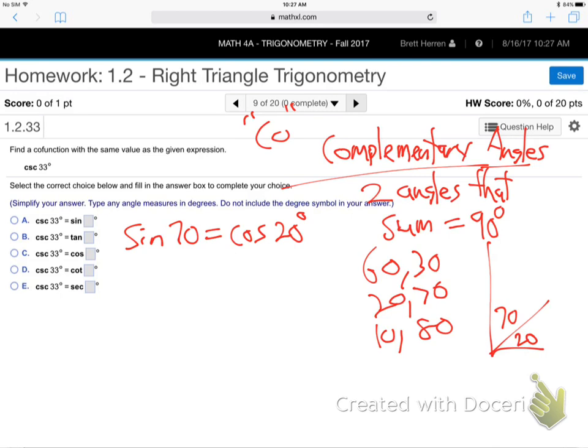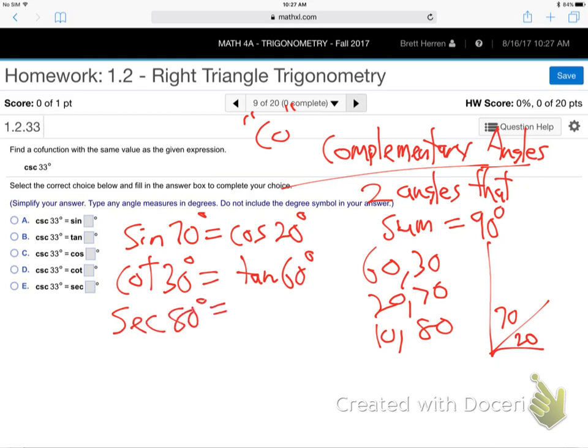So if you have a co and you take off the co, or if you don't have a co and you put on the co, either way, if you switch the co option and you do the complementary angle, it's equal. Let me give some more examples. What if I had the cotangent of 30 degrees? What would that equal? Tangent of 60. Exactly. Or the secant of 80? Cosecant of 10. Good? Secant does not have the co on it, cosecant does. Switch.